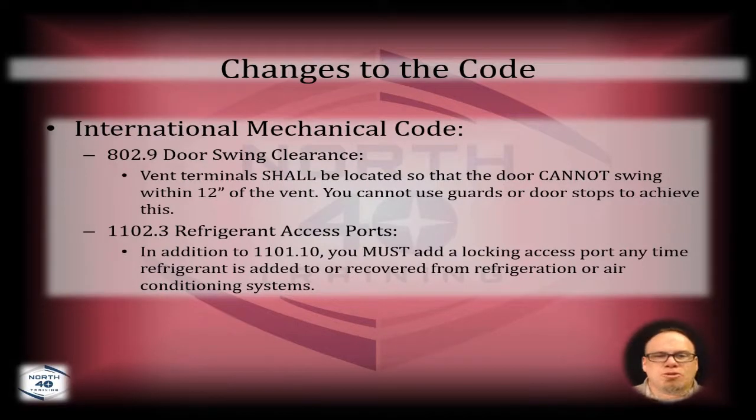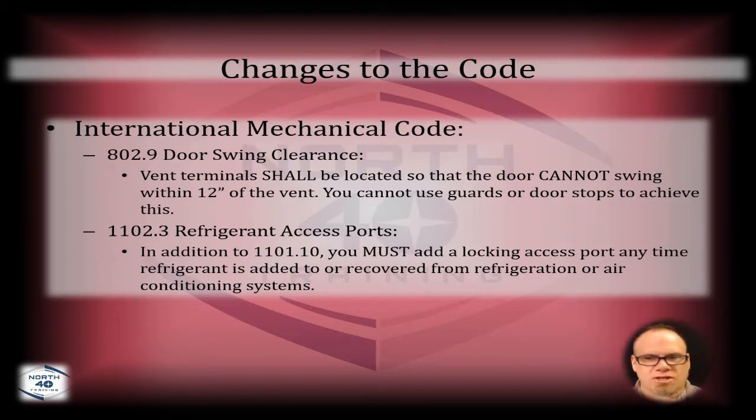All right, 8029 talks about door swing clearance, which should go without saying, but it oftentimes doesn't. Vent terminals shall be located so that the door cannot swing within 12 inches of the vent. And you can't use guards or door stops to achieve this. So what are we talking about here?